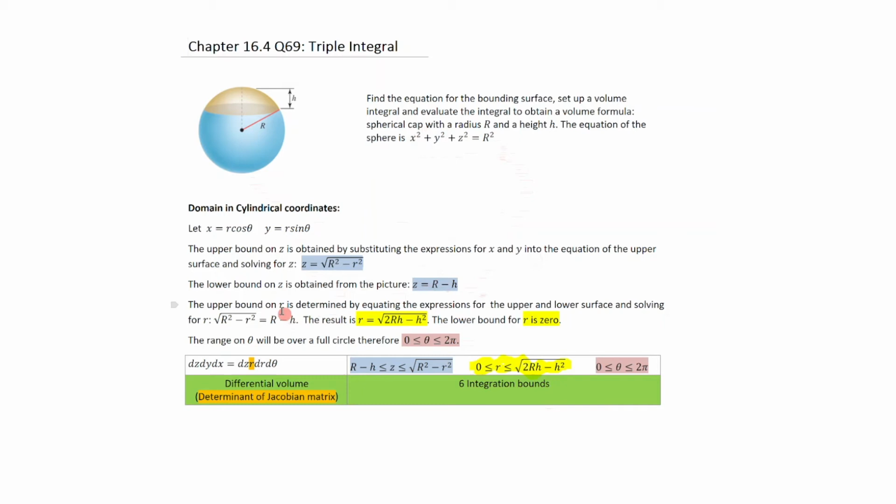All right, what about r? Okay, what is going to be the upper bound on r? It's determined by equating the expression for the upper and lower surface, that's this one and this one, and solving for r.